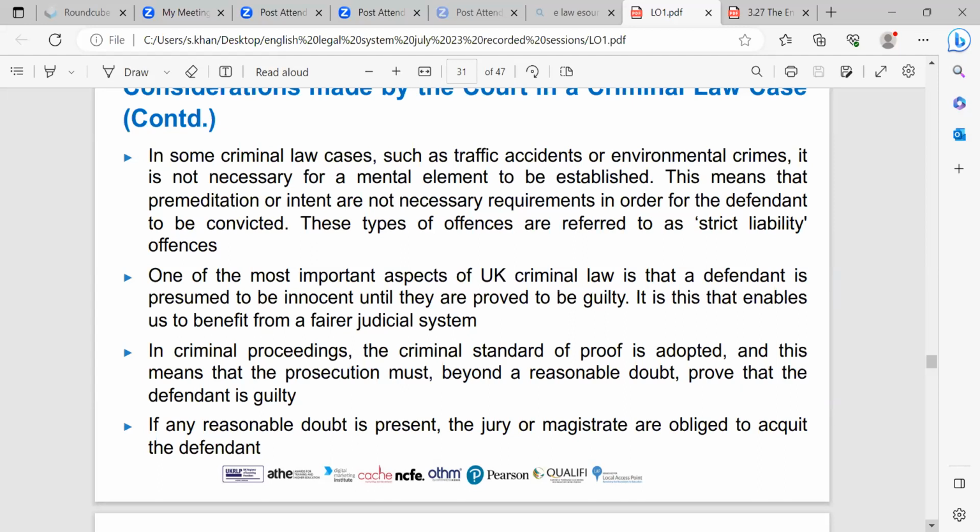One of the most important aspects of UK criminal law is that a defendant is presumed to be innocent until they are proved to be guilty. It is that which enables us to benefit from a fairer judicial system. In criminal proceedings, the criminal standard of proof is adopted, and this means that the prosecution must, beyond a reasonable doubt, prove that the defendant is guilty. If any reasonable doubt is present, the jury or magistrates are obliged to acquit the defendant.